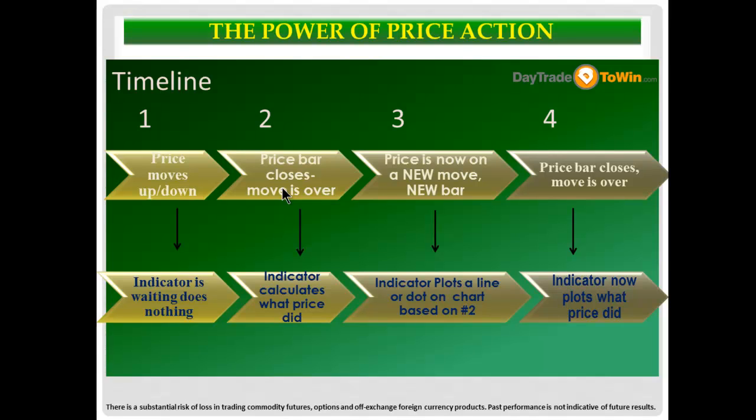But what we're failing to see is that the move is over, right? The move is over. What we're doing is we're taking a trade based on something that has already happened. So now in number 3, price is now on a new move. It's going up higher, it's going down, or it's reversing. It's doing something else. But yet, you're not doing anything because you're only looking at the previous candle. And only when this new move occurs and closes, that's when the indicator plots. So we're always a step behind.